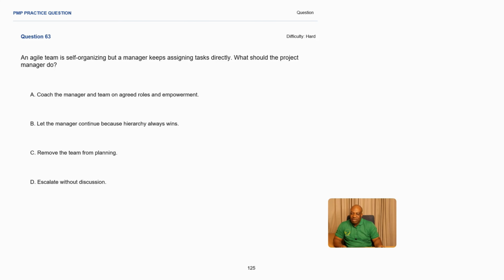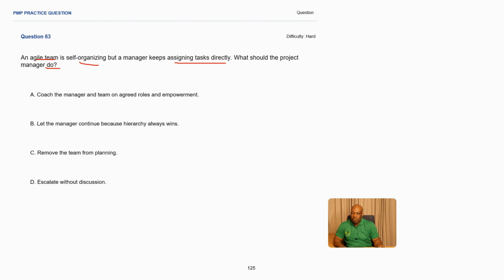An agile team is self-organizing, but a manager keeps assigning tasks directly. What should the project manager do? So we have a problem here. We have an agile team that is self-organizing, but the manager is still assigning tasks, which means the manager is behaving as if this is a predictive environment. What should the project manager do?